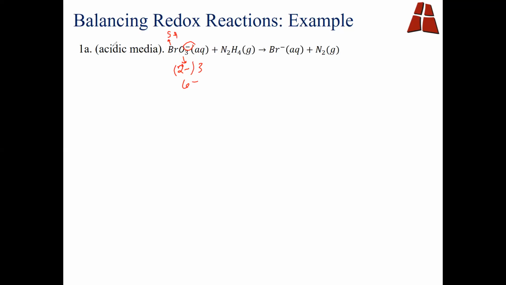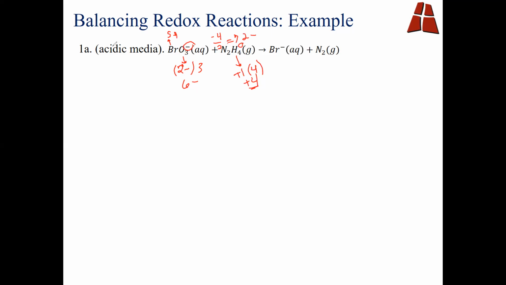If we look at our other species, N2H4, we know H should always be +1, and we have 4 of them, so that makes a total of +4. Then for N2, we have 2 nitrogens and a neutral charge, no charge on that molecule. So we need the nitrogens to total -4 to balance the +4 from our hydrogens. Because we have 2 nitrogens, we divide that by 2, and so each nitrogen would have an oxidation state of 2-.